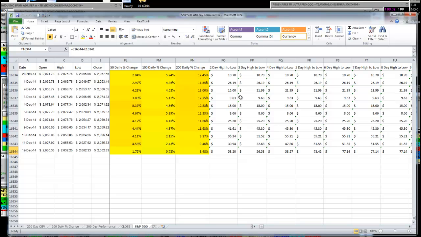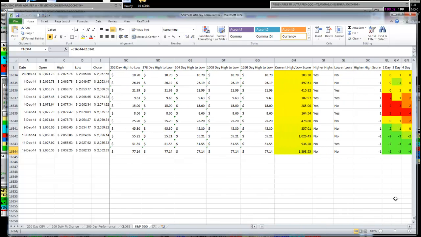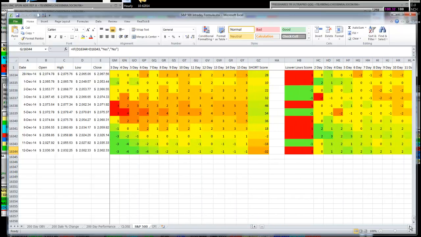So when we want to know a 2-day high to low, we always want to know at a glance what those factors were. The math is on the S&P 500, okay? And the math doesn't lie. So there are ways to read it that we can't do in this session. But it will give you a current low score right here. A higher high or higher lows. It will tell you. It does a lot of things. It will talk to you.